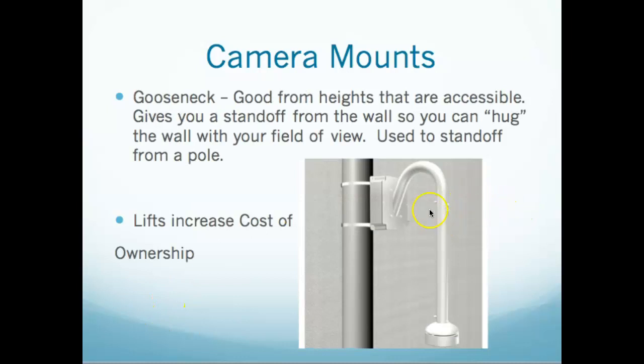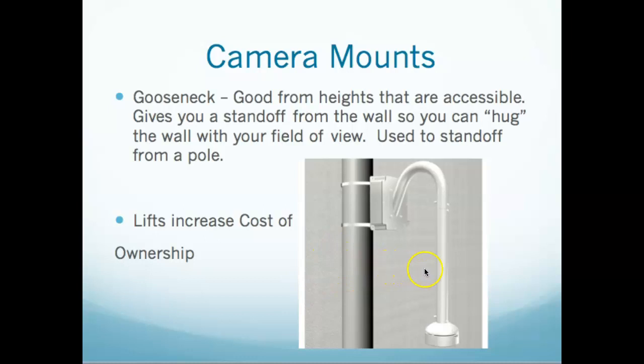So this is a gooseneck, and your camera would be mounted right on here, and you would strap this to a pole, and it comes out. So why would you not just strap the camera right to the pole? Why would you want a gooseneck? I'll tell you, if you stand at this pole and put your nose against it, you're looking in this direction, you put your nose on the pole, you won't see very much on the other side.